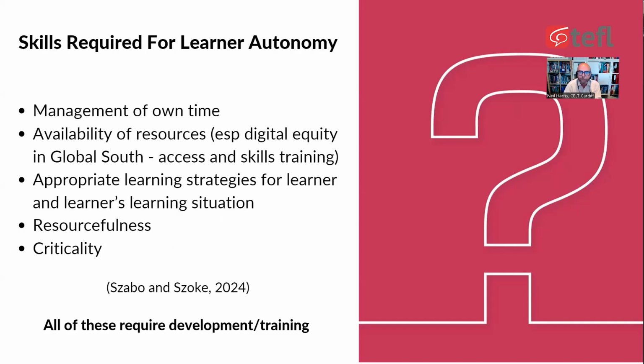If learner autonomy is really to take place, I think the learner has to have certain skills in place, and they're listed here on screen, as well as some ramifications, some responses to this. First of all, the learner needs to be able to manage their own time. But they're going to need resources as well.